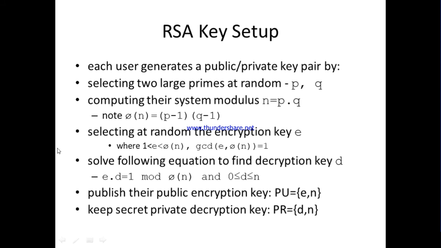After that we need to select one encryption key, which we take as E. That is also a number. How do we select this E? We have phi of n calculated, and the GCD of E and phi of n should be equal to 1. We have to select E in such a way.